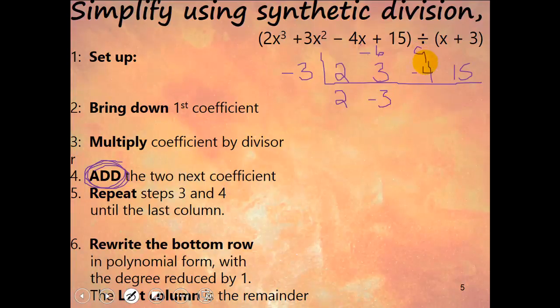9 plus negative 4 is 5. 5 times negative 3 is negative 15. And I add and I get a remainder of 0. Okay? So now I'm going to take my quotient and rewrite it in polynomial form, and I get 2, no longer x cubed, but x squared minus 3x plus 5. And I have a remainder of 0, so that means x plus 3 is a factor, negative 3 is a solution, and f of negative 3 is 0. Okay.